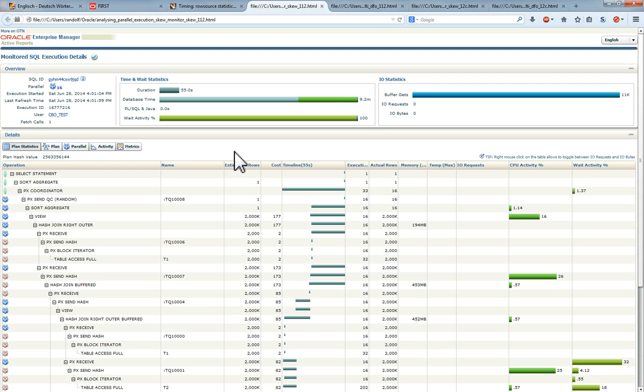So as I said, with the custom query you can actually get the information about the work distribution on the execution plan line level. Right, let's have a look.